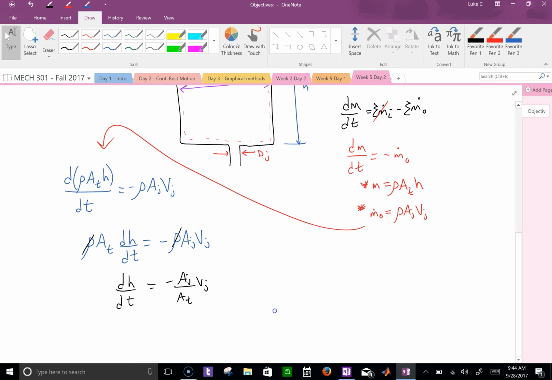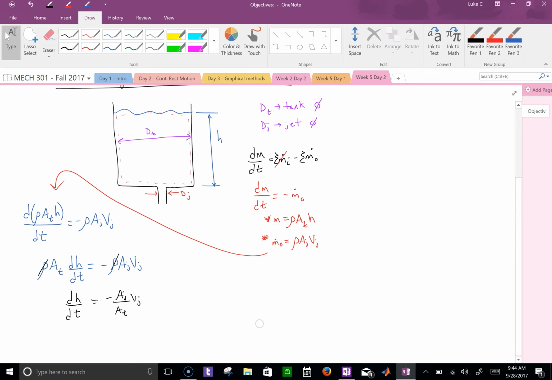So, I'm going to zoom back out. But we're just finding the time it takes for the tank to empty, right? Yep. Because the velocity of the jet is a function of h. Okay? Why? Because we're going to pick this point here as 1. We're going to pick this point coming out as 2.